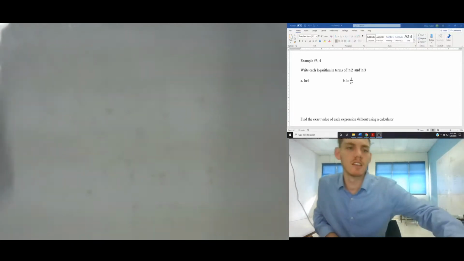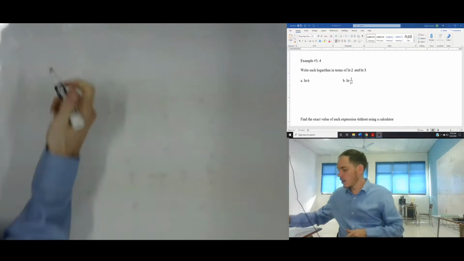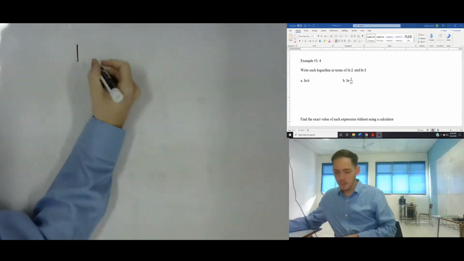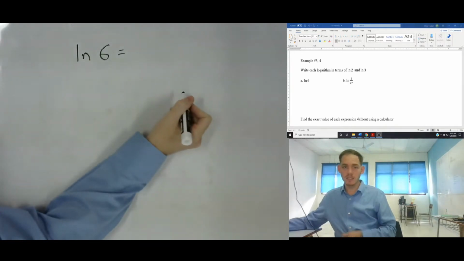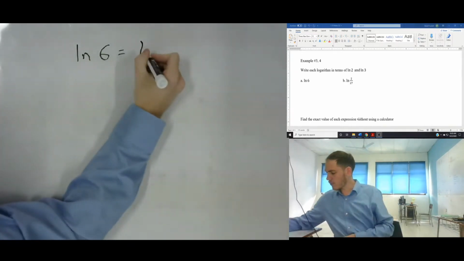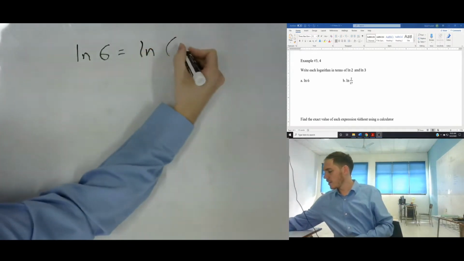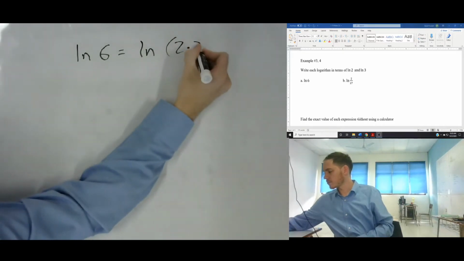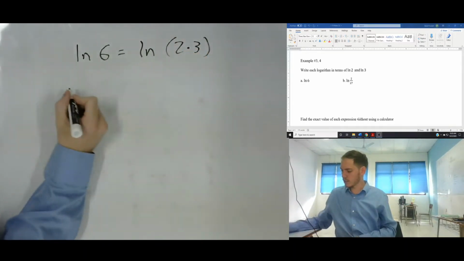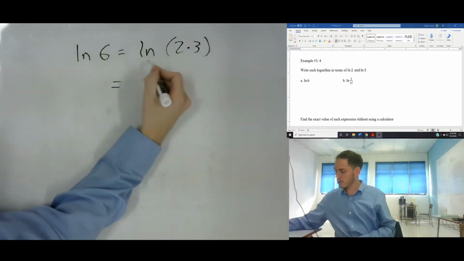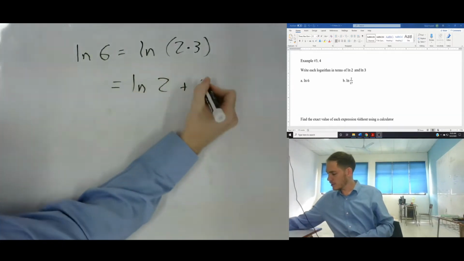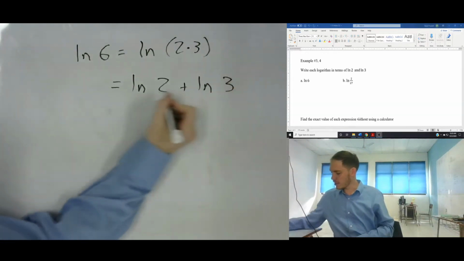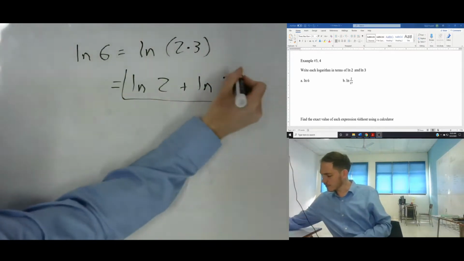Okay, in this one, we're going to be practicing writing logarithms. Write ln of 6, a natural log of 6, in terms of ln of 2 or ln of 3. First thing we need to see is that 6 is 2 times 3. And what does that mean? There's our product property. So ln of 2 plus ln of 3, and that would be our correct answer right there.